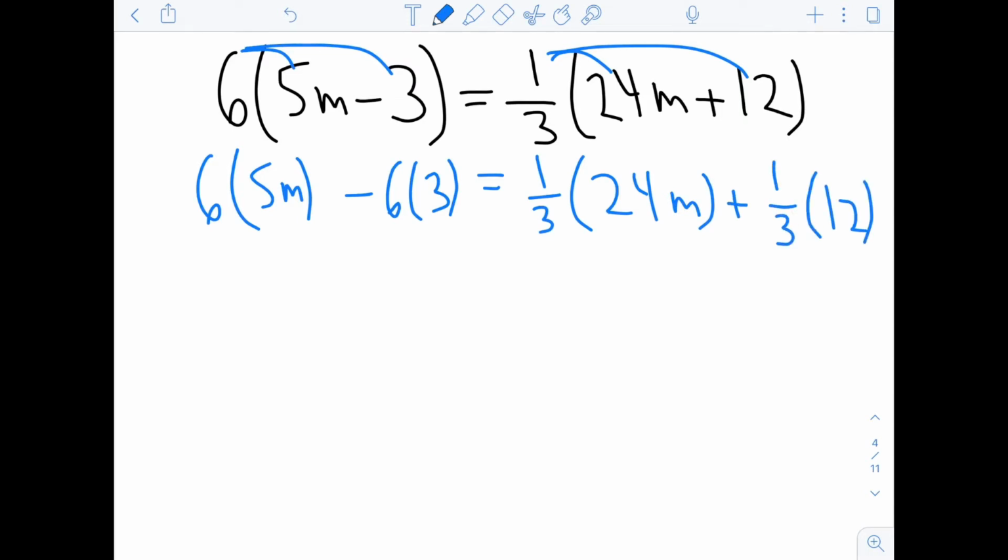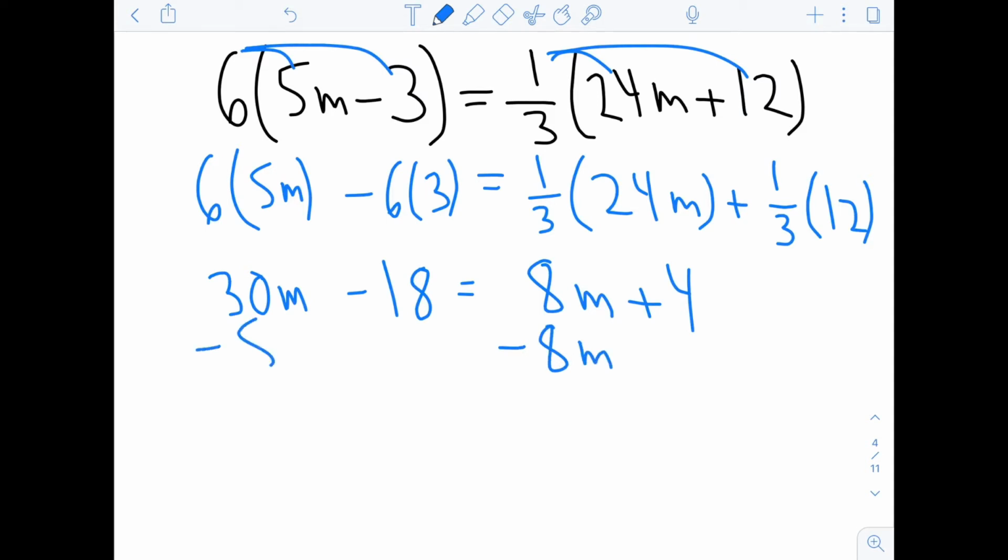So 6 times 5m, that's 30m. And 6 times 3 is 18. And 1/3 times 24m, that's 8m. And 1/3 times 12 is 4. So now let's get rid of the terms with the variable. Let's subtract 8m on both sides. So 30m minus 8m is 22m.